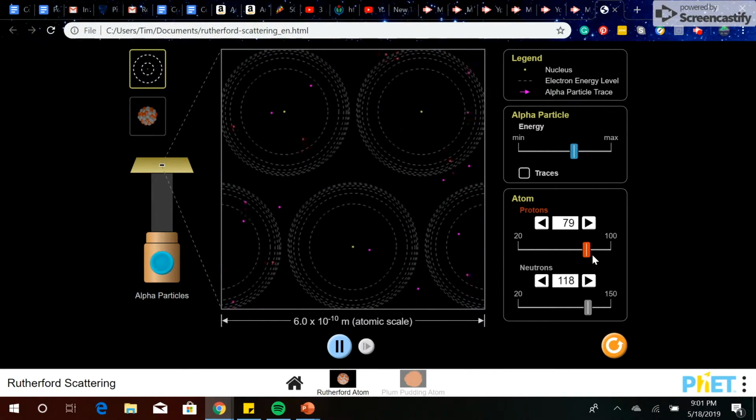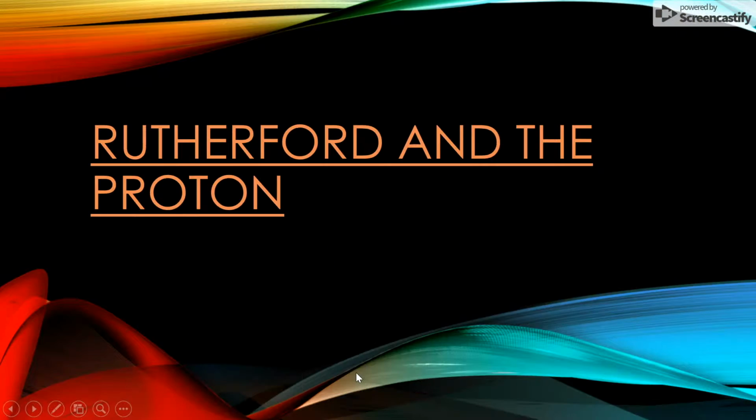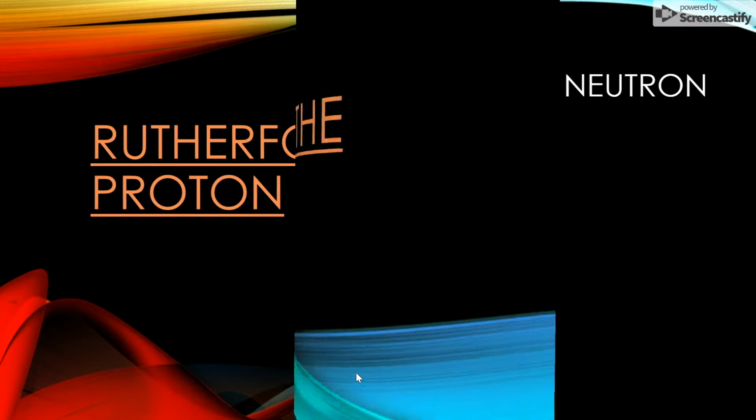If we look at the proton count over here and we increase it to say 100, we see a lot more sporadic movement. This indicates that something's of positive charge here. We lower the proton count to 20 and we get very little interaction. This indicates that we have a positive charge at play, which was the proton. Rutherford went and added this to Thomson's model, creating what he called the nucleus that was made up of these protons.